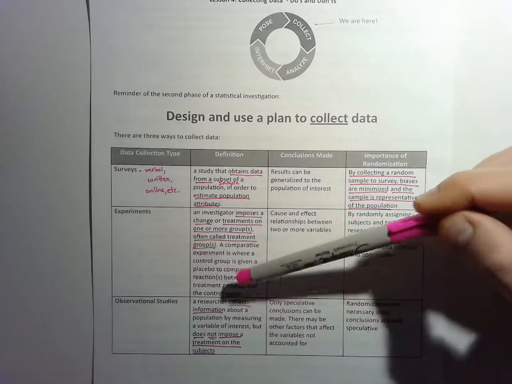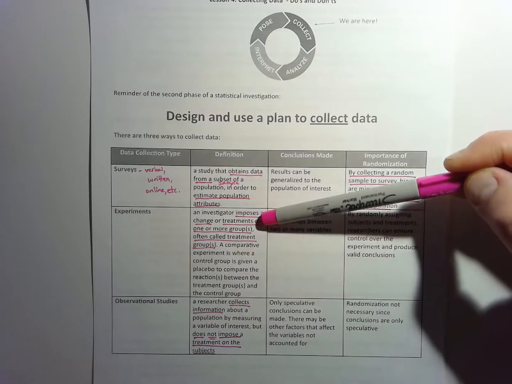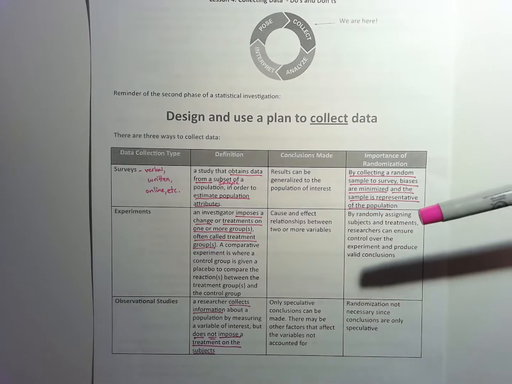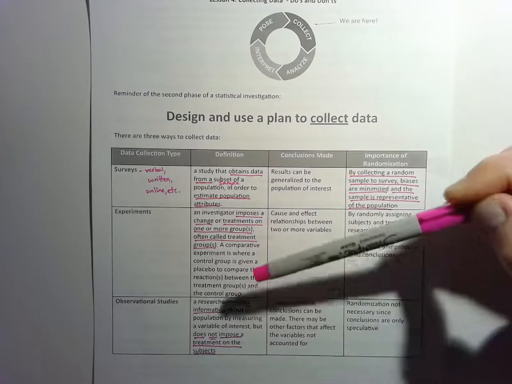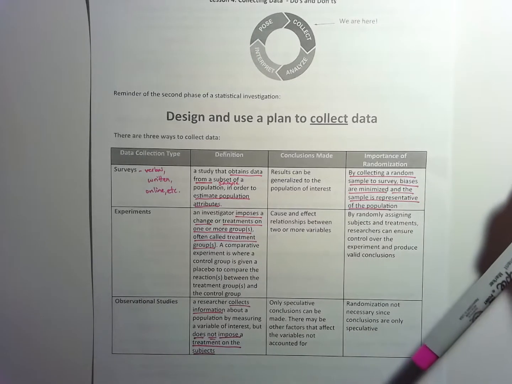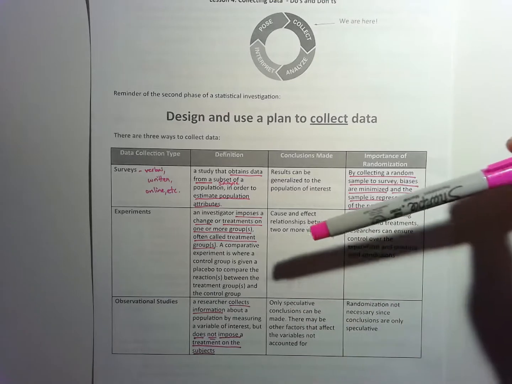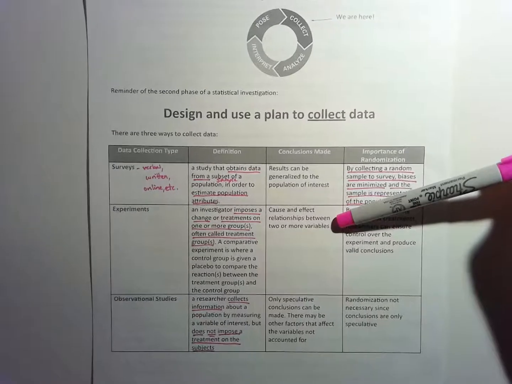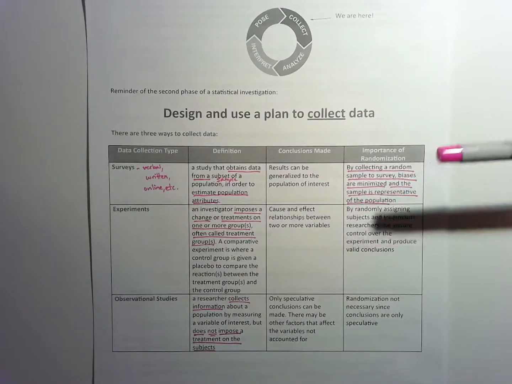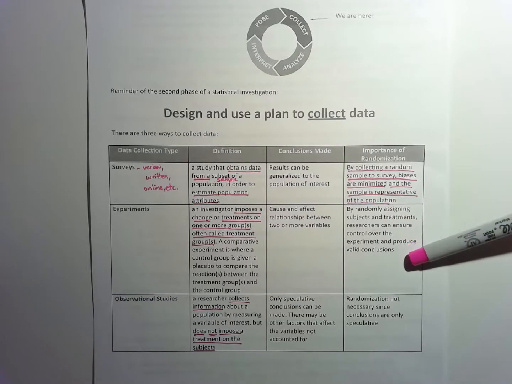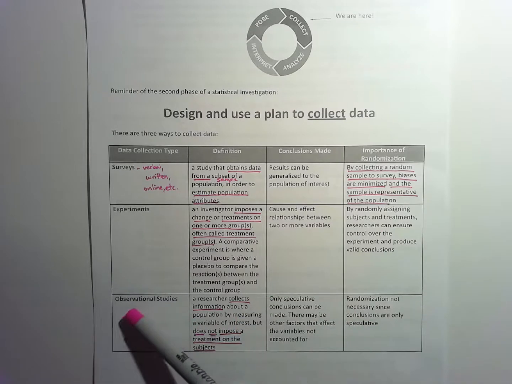An experiment is different because we impose a treatment or a change of some sort onto a group of people or groups of people or animals or whatever our group might be. But the big thing is that you impose a treatment. You make them change their behavior in some way. And we're able to conclude some cause and effect relationships between these 2 or more variables after we've imposed those treatments. And we definitely try to randomly assign them to their groups to make sure that we can have some valid conclusions.